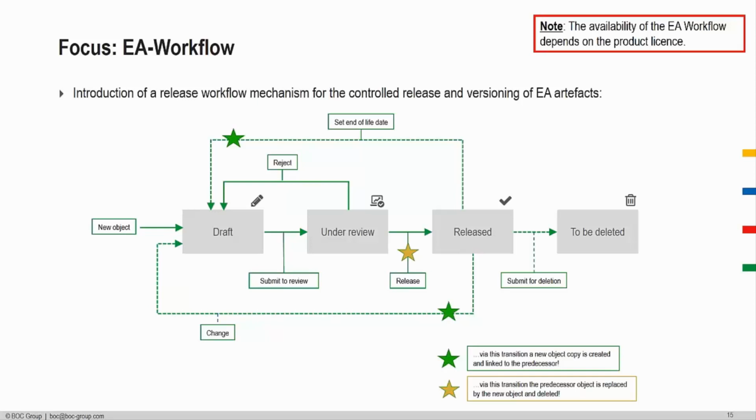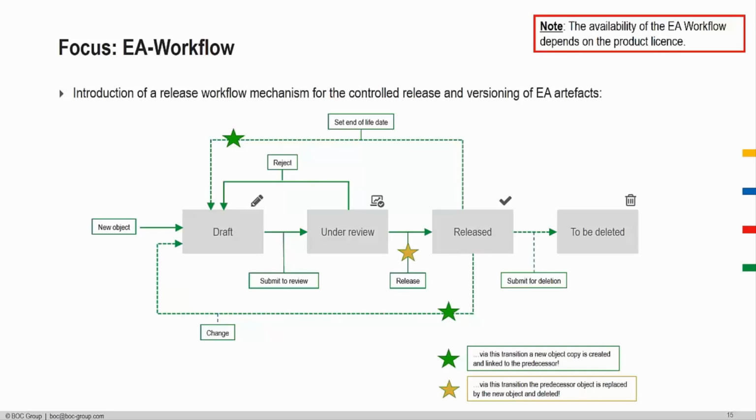So the main stakeholders, sorry, in the EA workflow process are the contributors who can make changes and then submit objects for review. And the architects can basically execute all transitions that you can see here, but their main responsibility is rejecting or releasing objects following any changes that have been made by the contributors.